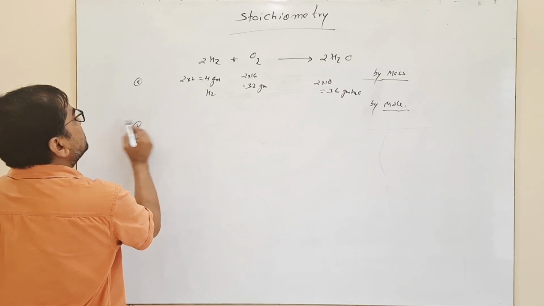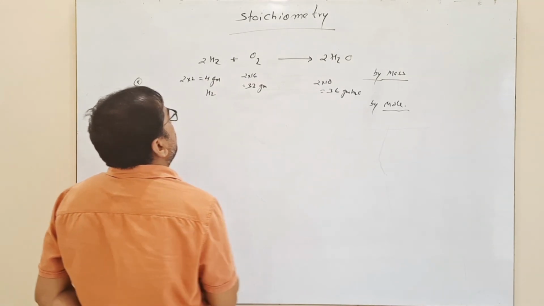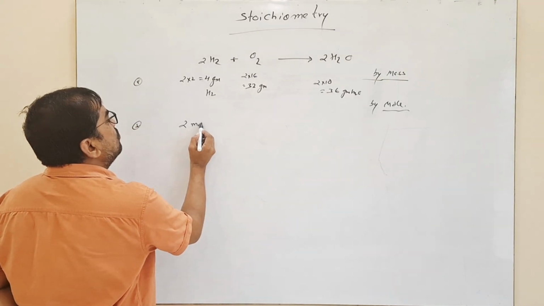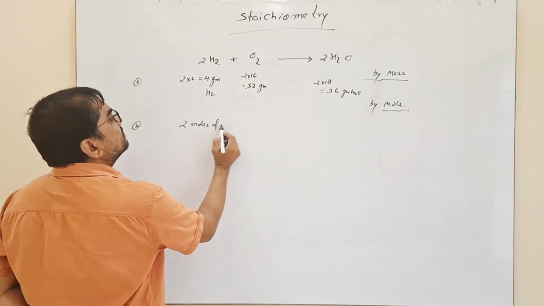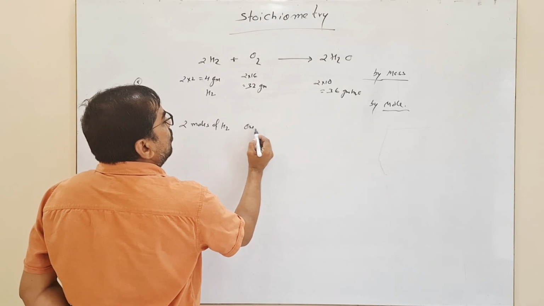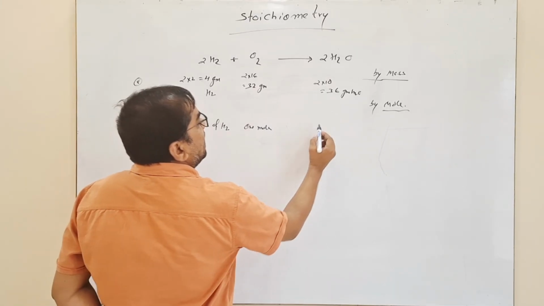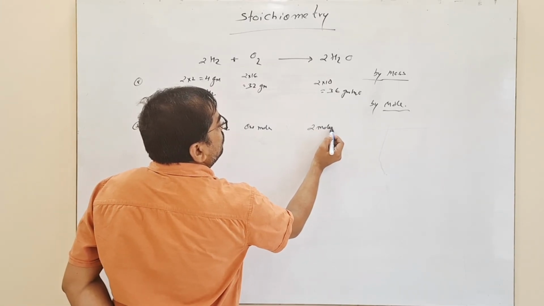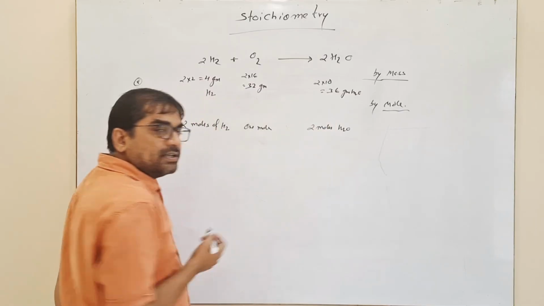Now in the second case, on the basis of moles, we can say that 2 moles of hydrogen combine with 1 mole of oxygen and give 2 moles of water.